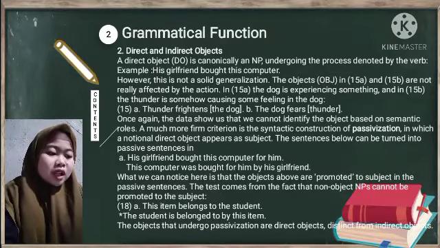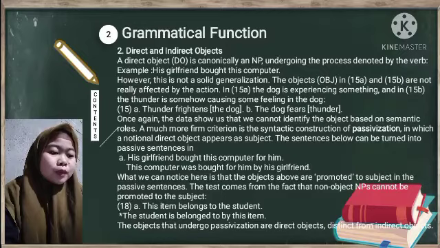The sentence below can be turned into a passive sentence in A. His girlfriend broke this computer for him. This computer was broken for him by his girlfriend. What we can notice here is that the objects above are promoted to subject in the passive sentence. The test comes from the fact that a non-object noun phrase cannot be promoted to the subject.